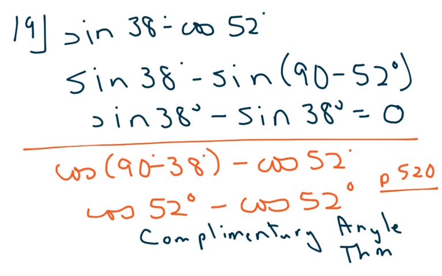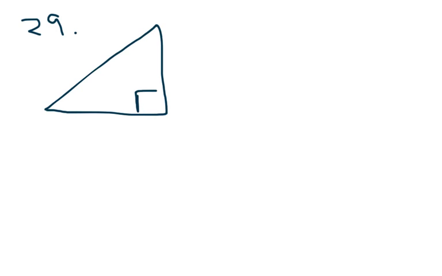Okay, next problem we're doing is 29. So 29, they give you a triangle. It looks like this. And they have C, B, and A. So this is A, B, and C. And always remember the side across from B, the angle across from B is always beta, and the angle across from A is always alpha. And they want you to find all the values for this.